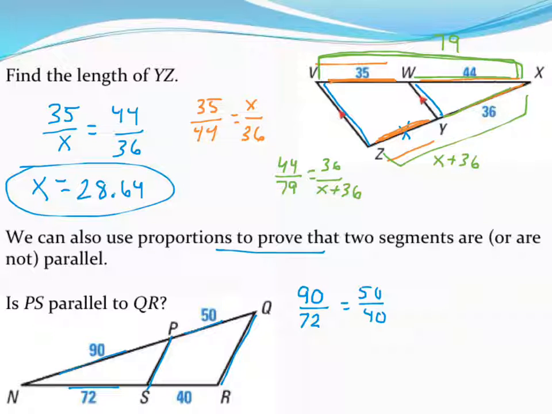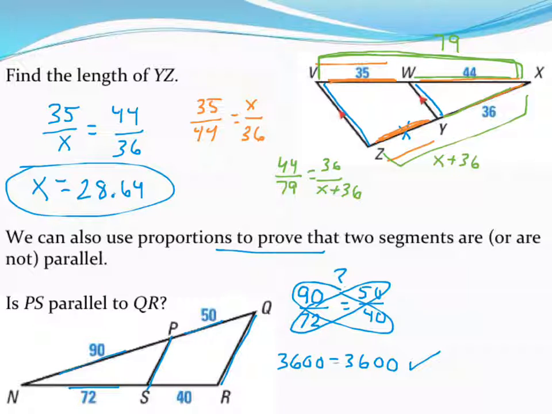There's no variable to find this time. We know all the segment lengths. All I want to do is figure out if this proportion is true. One really easy way to do that is just to cross multiply and see if you get the same thing on either side. So cross multiplying this way, 50 times 72, I come up with 3,600. If I cross multiply the other way as well, 90 times 40, that's also 3,600. So because those do come out to be the same thing, that proves, yes, these two lines are parallel to each other because those triangles are divided proportionally.